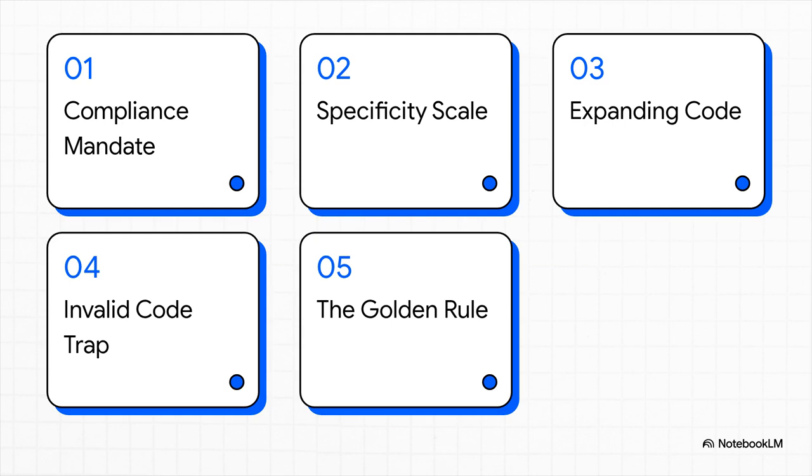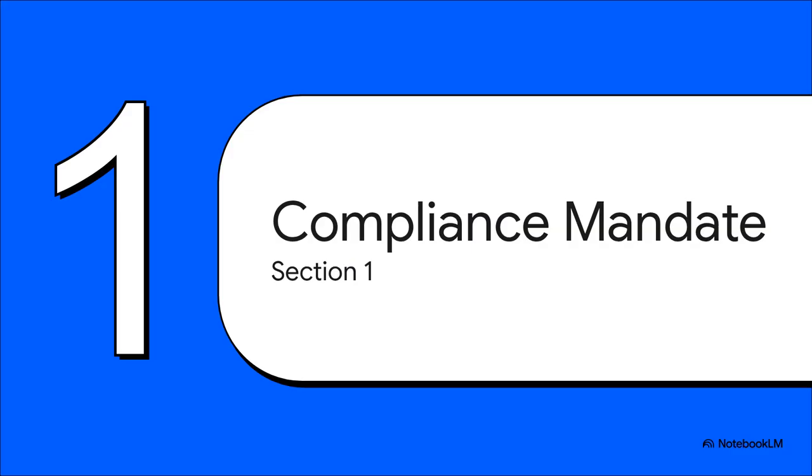Here's our roadmap for mastering Section IB2 today. We'll hit the compliance mandate, the specificity scale, the anatomy of an expanding code, the invalid code trap, and then wrap it all up with the golden rule. Let's kick things off with Section 1, the compliance mandates.